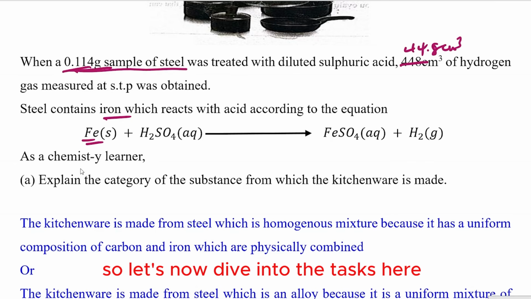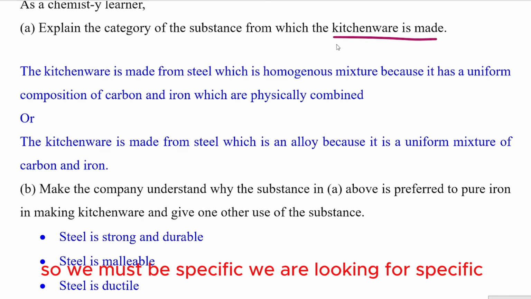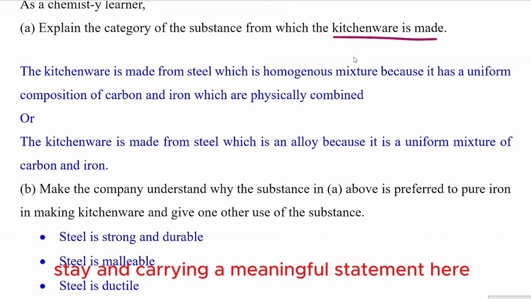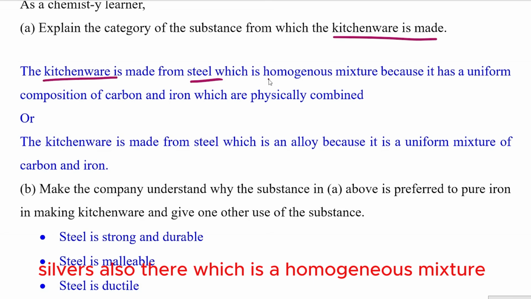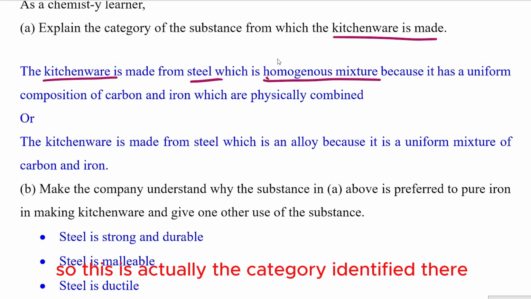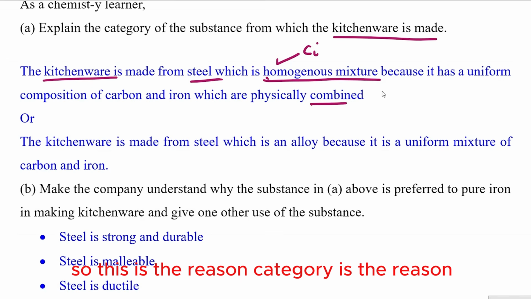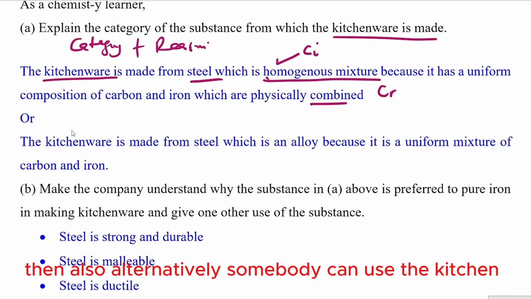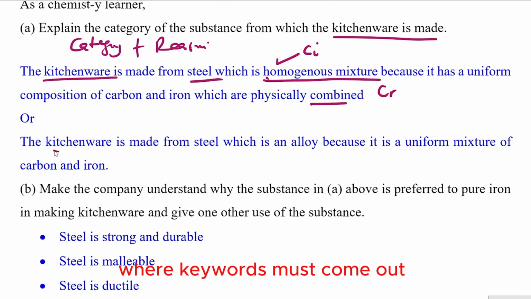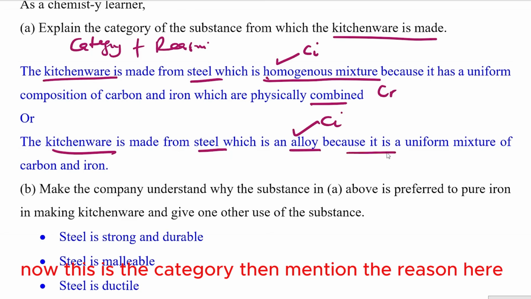So let's now dive into the tasks here. Explain the category of the substance from which the kitchenware was made. So we must be specific. We are looking for specificity here and a meaningful statement here. So kitchenware is actually one of the keywords. Steel was also there, which is a homogeneous mixture. So this is actually the category identified there because it has a uniform composition. So this is the reason. Of course, here we need the category plus the reason. Then alternatively, somebody can use the kitchenware keyword, which is an alloy. Of course, now this is the category. Then mention the reason here.